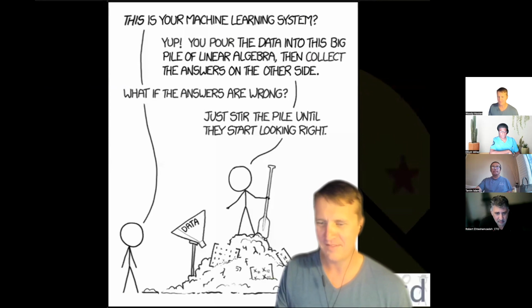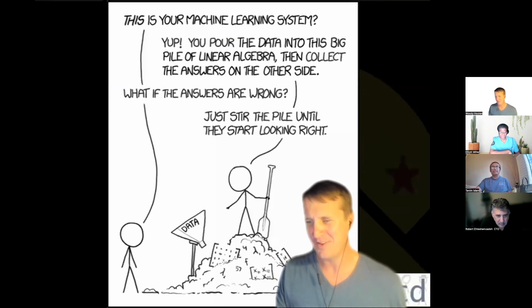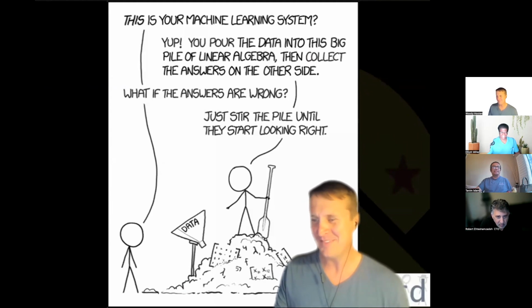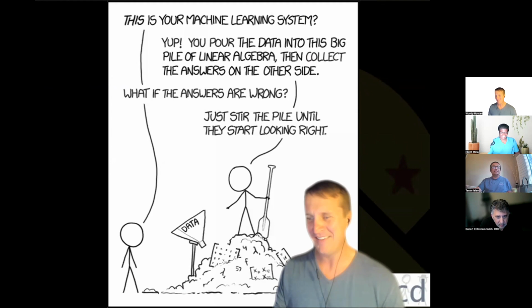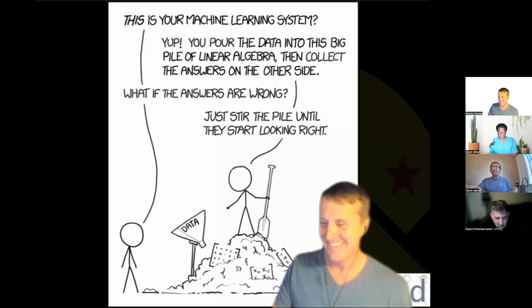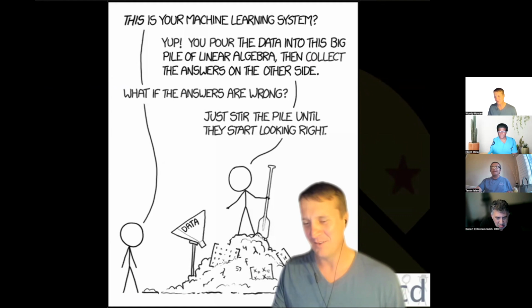All right. Just to open the evening with some machine learning jokes. This is your machine learning system? Yep. Pour the data into this big pile of linear algebra, then collect the answers on the other side. What if the answers are wrong? Then just stir the pile until they start looking right. So hopefully we learned a little bit tonight about how to stir the pile just right.